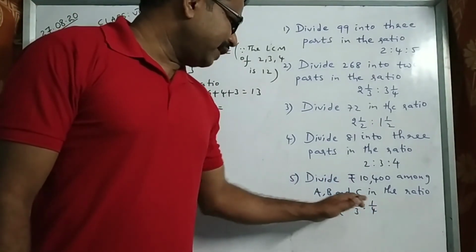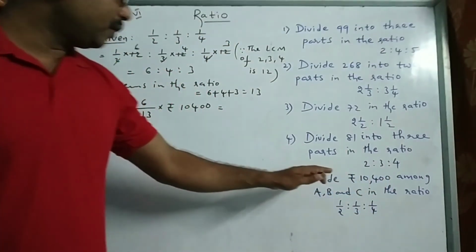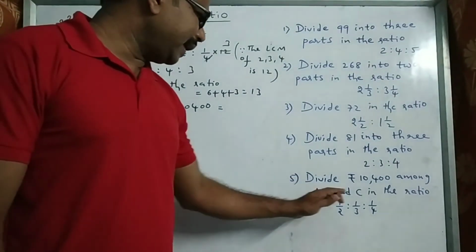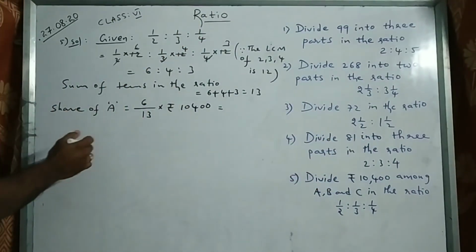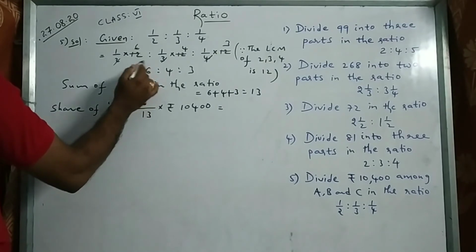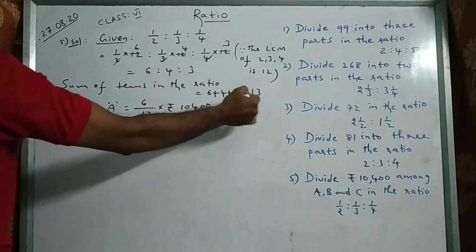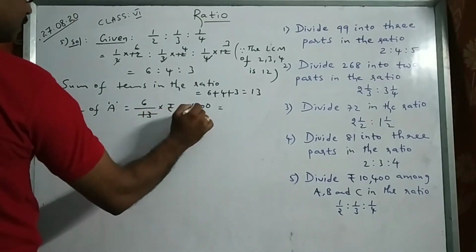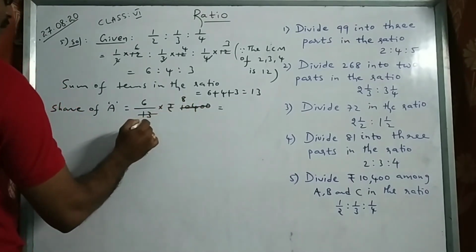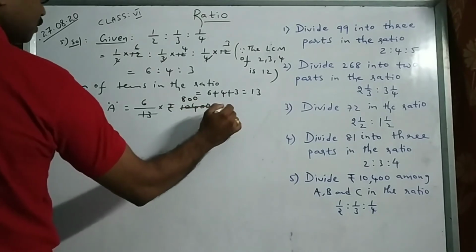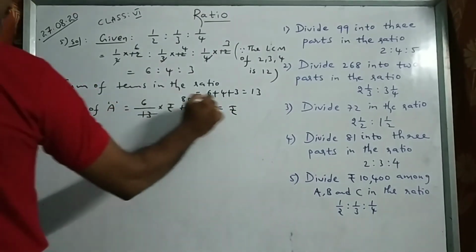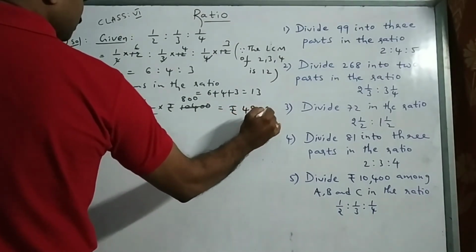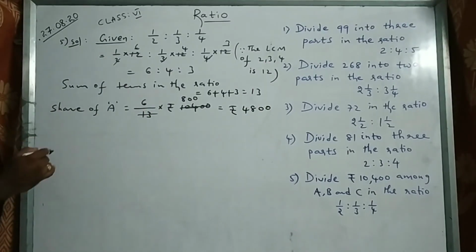I am going to divide this 10,400 rupees into A, B, C, right? Share of A equal to, A has got 6 parts here, 6 by total parts 13 into rupees 10,400. So 13 8s are 104, 2 zeros as it is. So how much A gets here? 6 8s are 48, 4800 A gets.